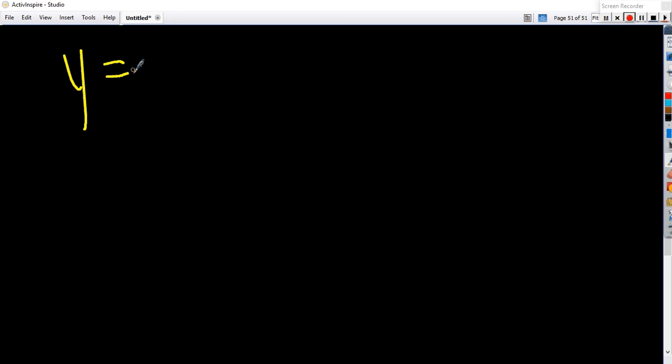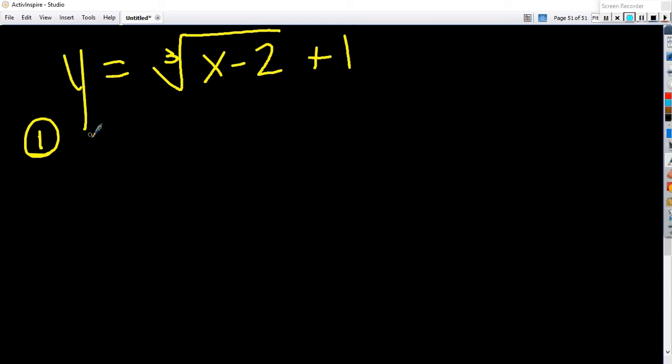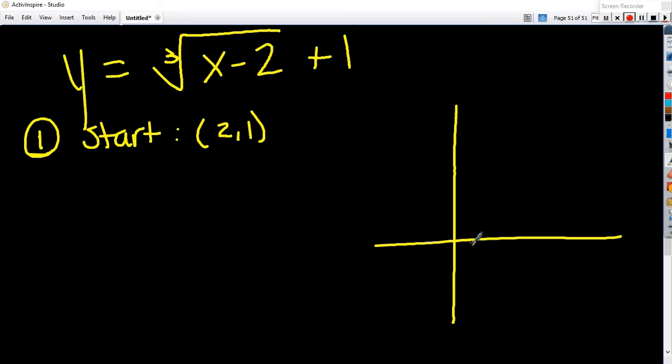Y equals, let's do cubed root of X minus 2 plus 1. Okay. Now you have to be careful here because I do need two direction points instead of just 1. First thing I'm gonna do, 2, 1. My first two steps are gonna be exactly the same. My start point is, what'd you say, Ben? 2, 1. Start.